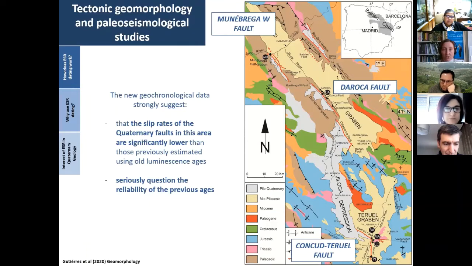In this work, ESR dating was a crucial part of getting this interpretation and this revisiting of the slip rates of the Quaternary faults, because we were able to obtain ages 6 times older than the previous ones. And it is very important because in this area there was a hospital that had to be constructed, and this construction was stopped because of the slip rates of the Quaternary faults in this area. And this new paper demonstrates that this hospital can be constructed without any problem because this area is not so tectonically active.